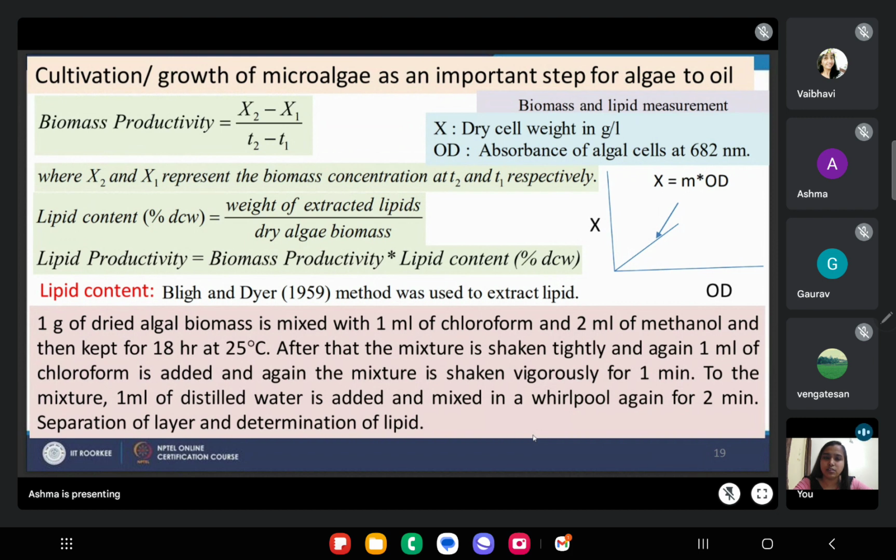So here we can find there's a procedure given to find the lipid content. It is the Bligh-Dyer method which was used to extract lipid. So 1 gram of dried algal biomass is mixed with 1 ml of chloroform and 2 ml of methanol and then kept for 18 hours at 25 degrees centigrade. After 18 hours, the mixture is shaken tightly and again 1 ml of chloroform is added and the mixture is shaken vigorously for 1 minute. Then to this mixture 1 ml of distilled water is added and mixed in a whirlpool again for 2 minutes. And then we will have the separation of layers and we will determine the lipid.